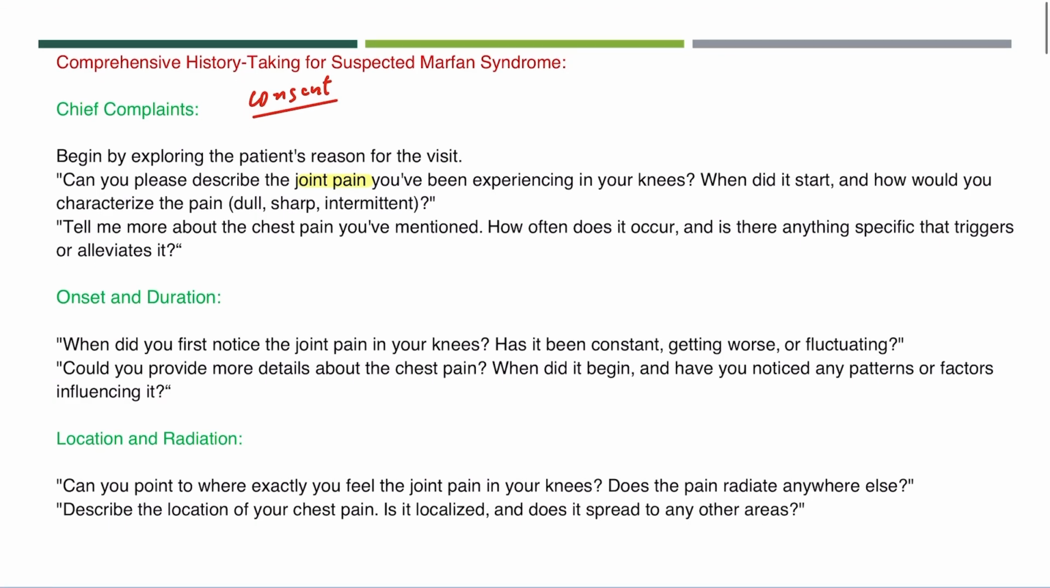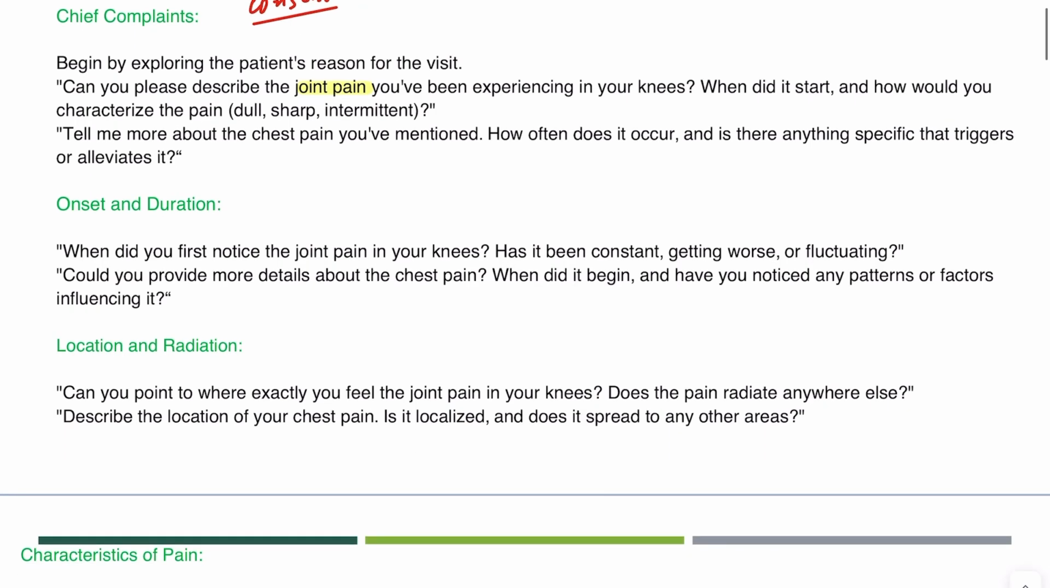Then we're going to go into more detail about the pain: when she first noticed the joint pain, and whether it is constant, getting worse, or fluctuating, and more detail about the chest pain, when it begins, and any patterns or factors which are influencing it.